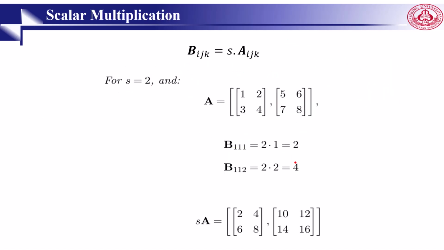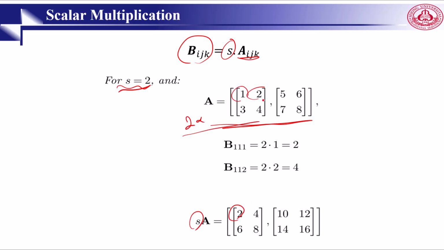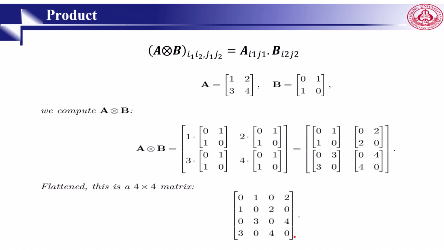Then we go for scalar multiplication. If you have a scalar like s as 2, and we have a tensor here, then for scalar multiplication we generate a new tensor, and s multiplies each element of A, right? So 2 multiplied by 1 is 2, 2 multiplied by 2 is 4, 2 multiplied by 3 is 6, 2 multiplied by 4 is 8, 2 multiplied by 5 is 10, 2 multiplied by 6 is 12, 2 multiplied by 7 is 14, and 8 gives 16. Easy, right?